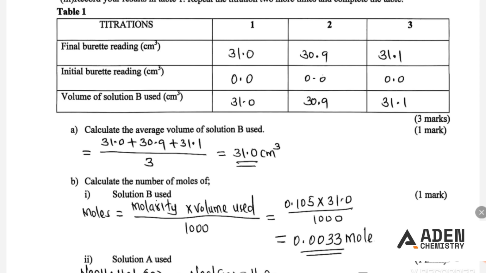So part B, we are told to calculate the number of moles of solution B used. We know the formula for calculating moles. So our molarity is 0.105 multiplied by the volume used, which is 31.0 divided by 1000. What we are going to get is 0.0033 moles. Remember we said number of moles must be in 4 decimal points unless it is exact.